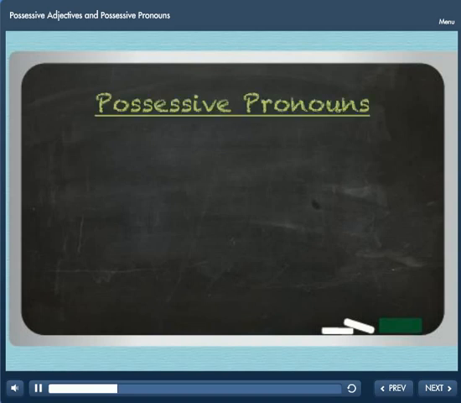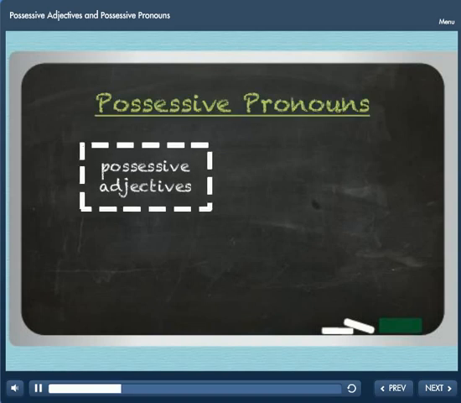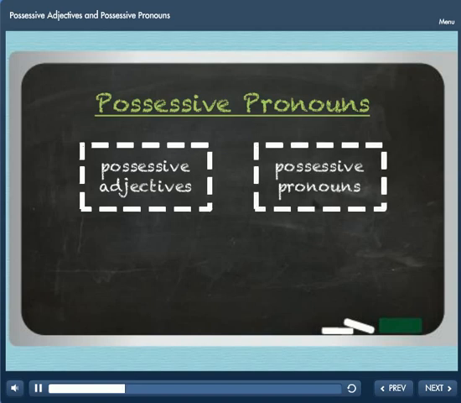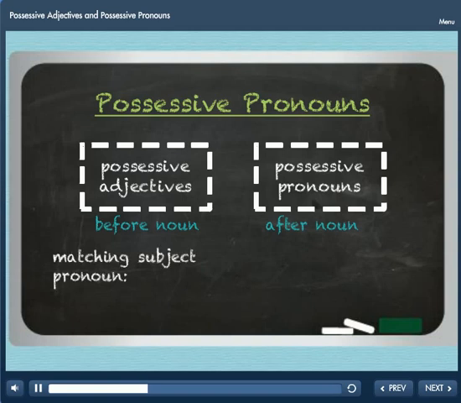Make a link between possessive adjectives and possessive pronouns. Be sure to explain to the children that possessive adjectives always come before the noun and possessive pronouns come after. Tell the children the matching subject pronoun for each possessive pronoun. For example, tell the children that for the subject pronoun I, the matching possessive pronoun is mine, and so on.